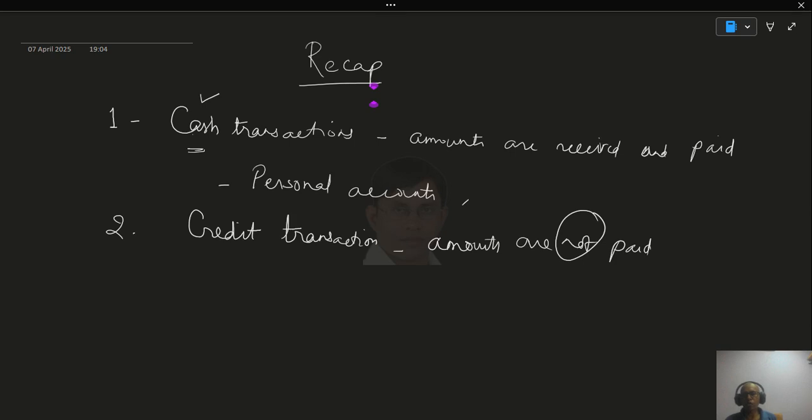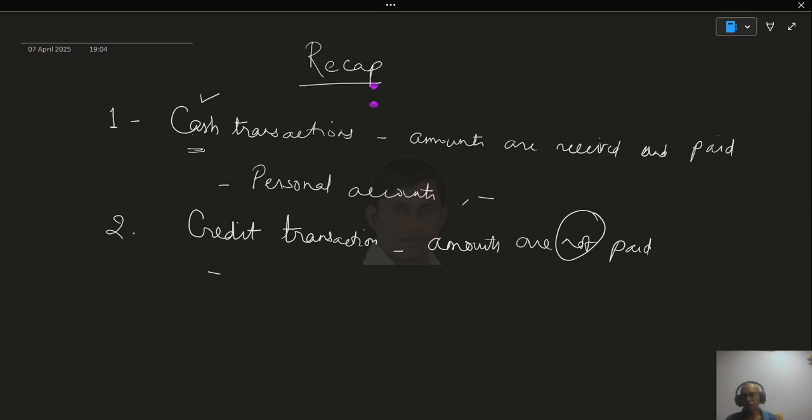So again, how to record when an amount is not received, and when there is a transaction with a personal account, an expense account, an income account, and all other stuff. How to record credit transactions we have learned in the second lesson. We have done a couple of questions in each lesson, so please go through them.